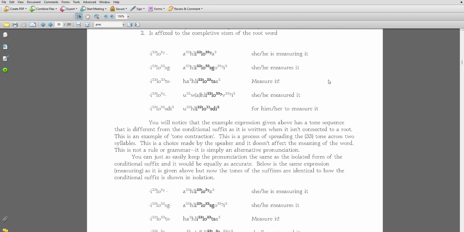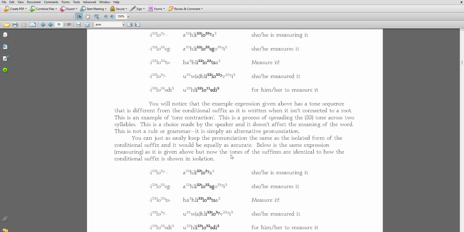Below is the same expression, measuring, as it is given above, but now the tones of the suffixes are identical to how the conditional suffix is shown in isolation. What that means is the conditional suffixes have set tone. However, when they connect to a root in a word, when you're conjugating a word, that is when, if it does bear 3 tones, these contractions will take place by the speaker. A lot of times this has become lexicalized, but if you know the process, you can do it at will.